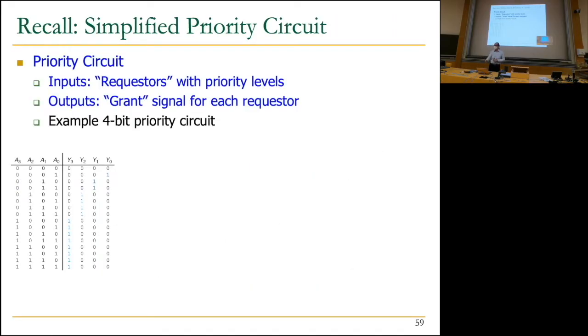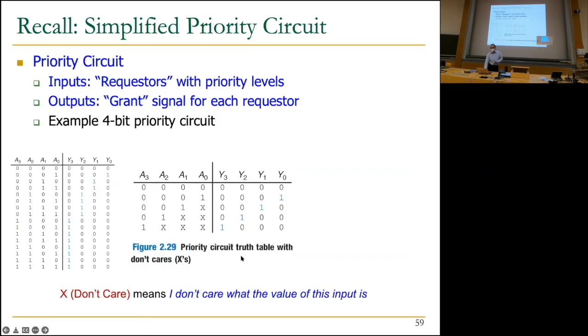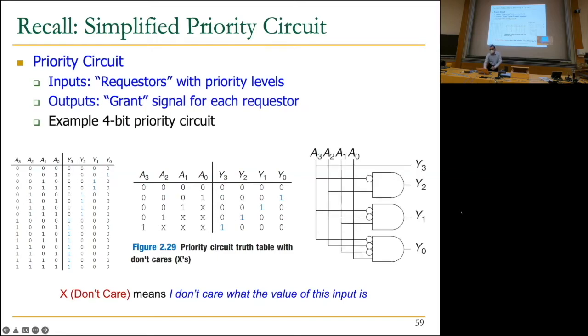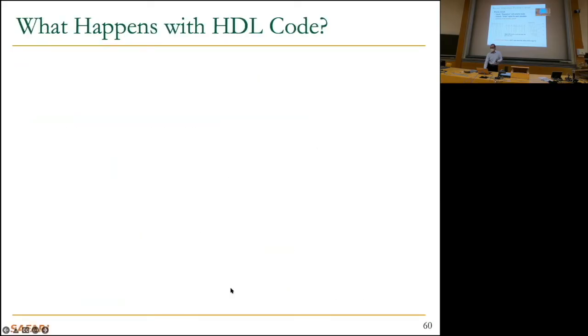Okay, so remember the priority circuit I mentioned. I'll go through this quickly because we covered this actually. You have requesters with priority levels and a grant signal for each requester. And this was our priority circuit. We already know these X's actually there. In this case, they're don't cares. And this is our priority circuit that can control what we have seen earlier. Okay, any questions? I'm going through a lot of basics at this point.